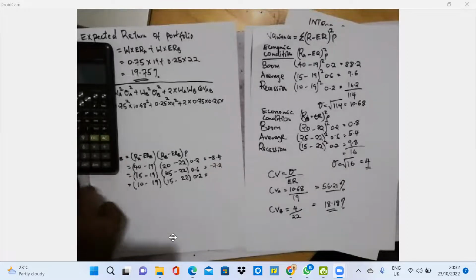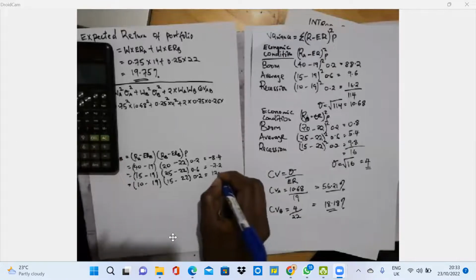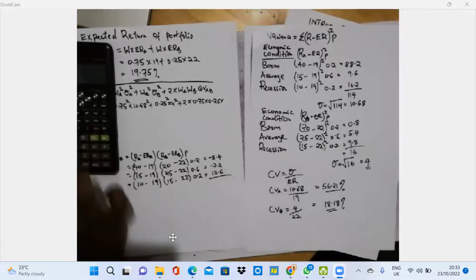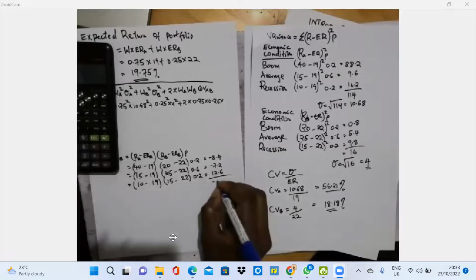Then we have 10 minus 19 times 15 minus 22. Answer, multiply by 0.2. I'm getting 12.6. Then you get the sum. 7.2 plus negative 8.4. My covariance is negative 3.